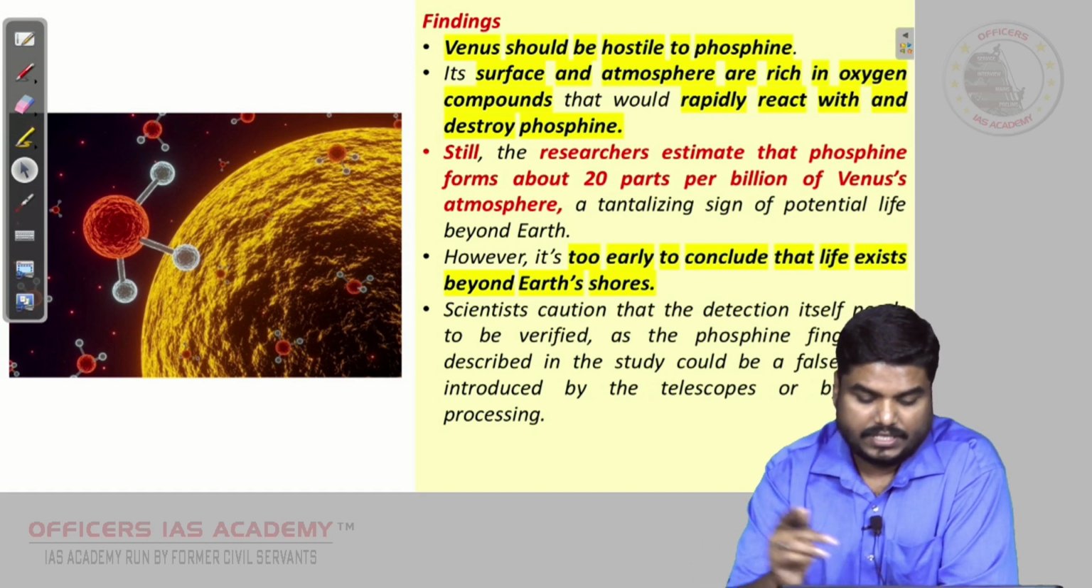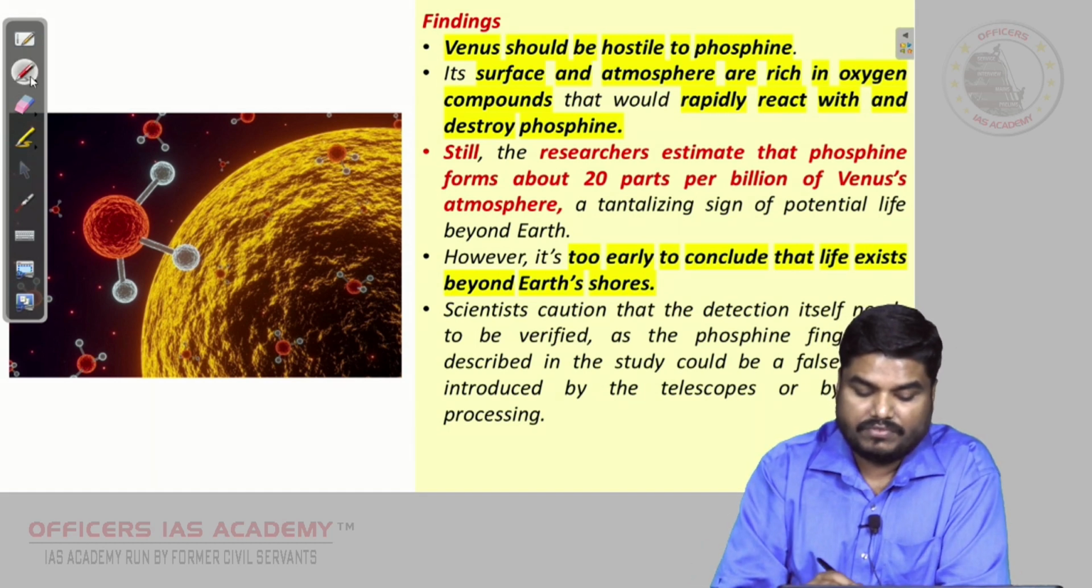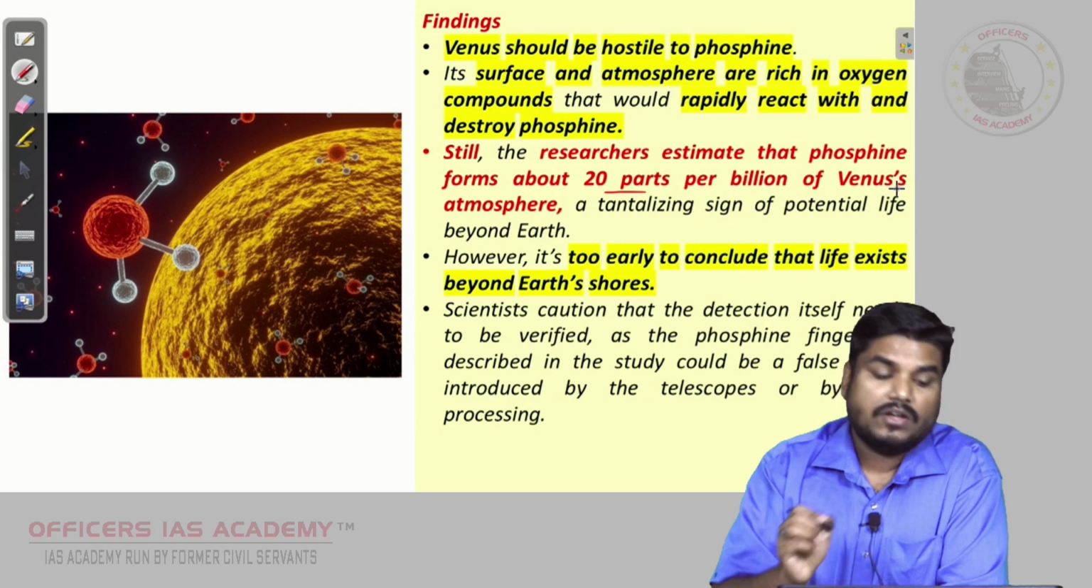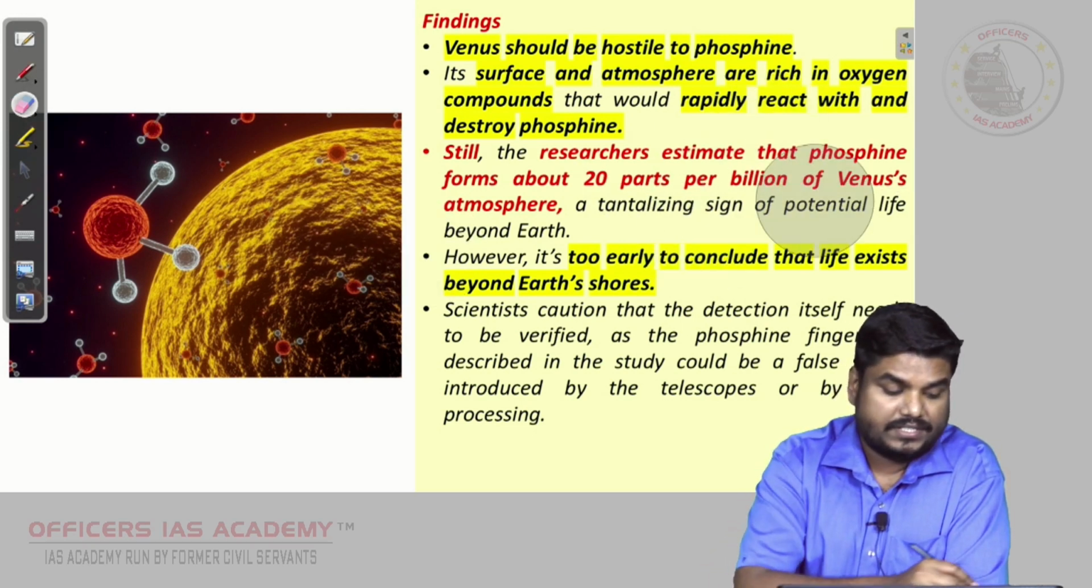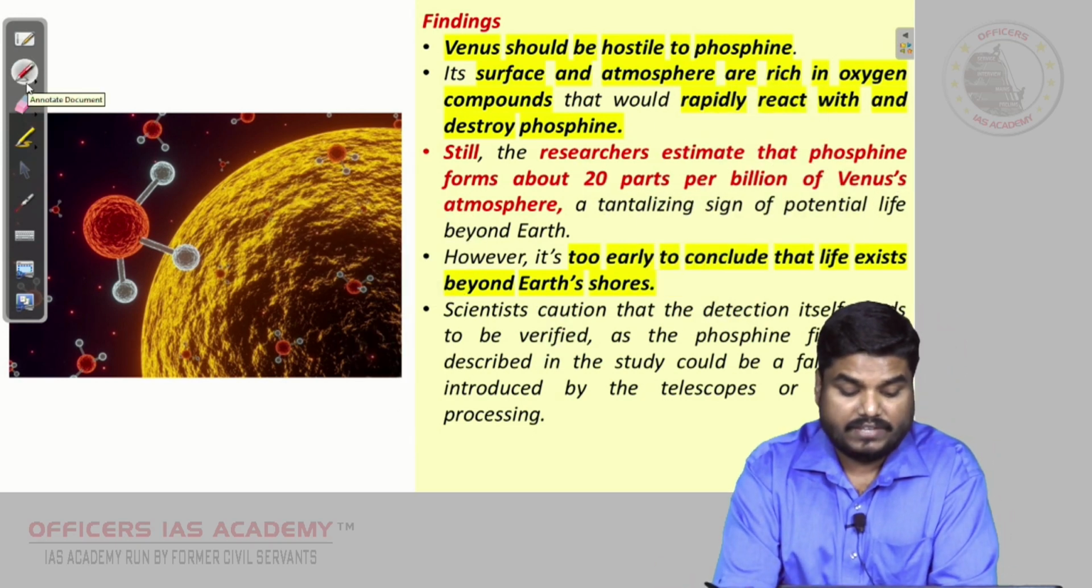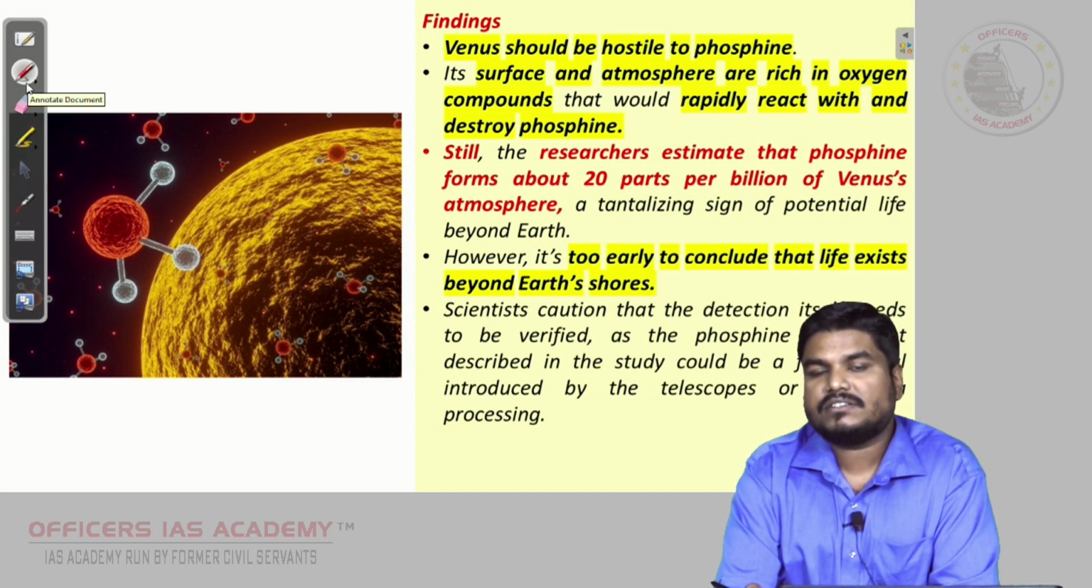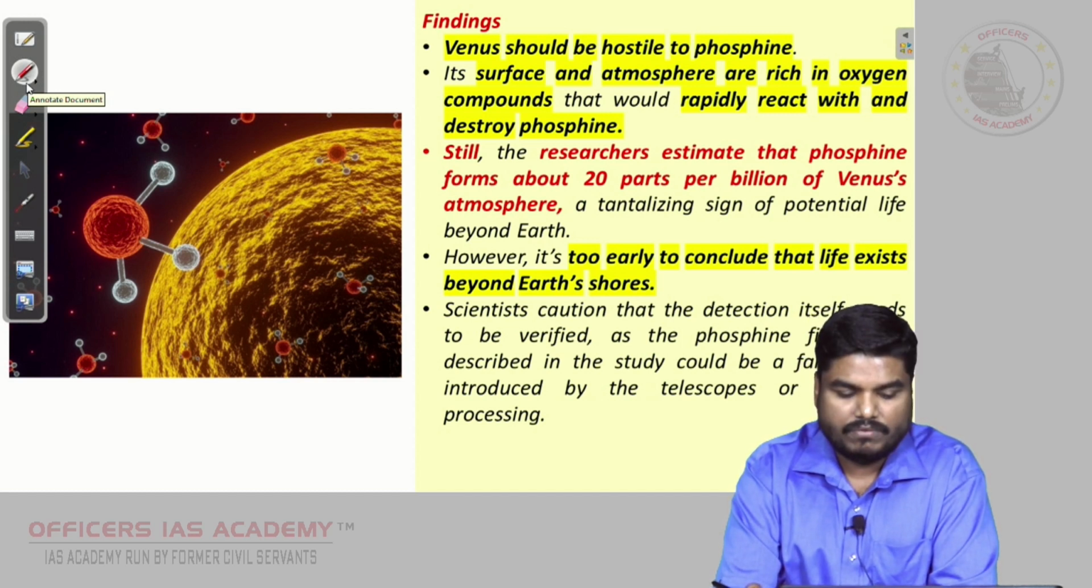Alright. So researchers have estimated that phosphine forms about 20 parts per billion of Venus's atmosphere. However, it is too early to conclude that life exists beyond Earth's shores, but still in this dimension researchers are thinking now. That is why it was in news.